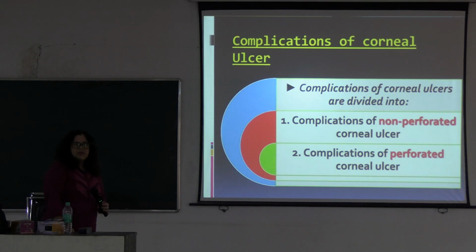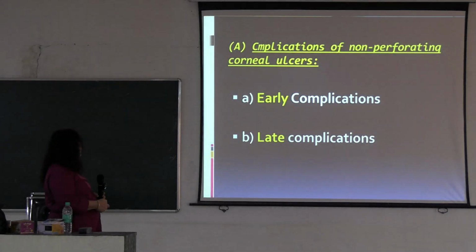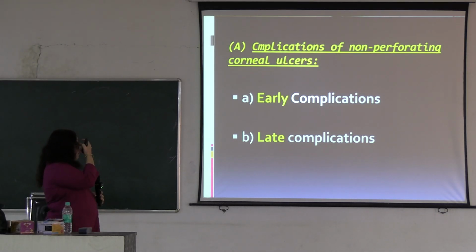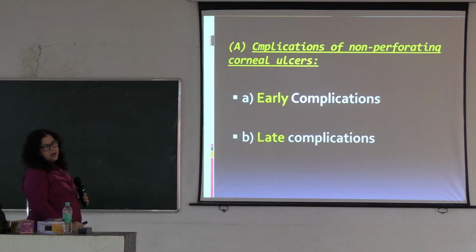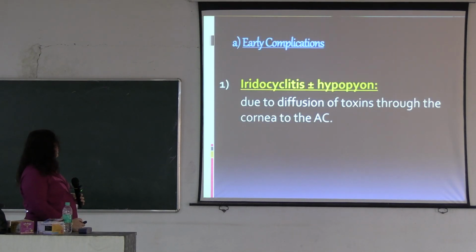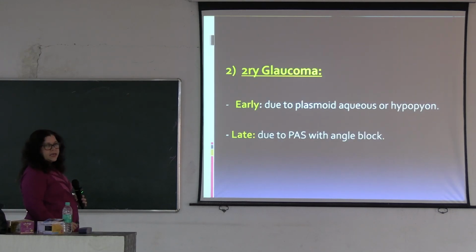So now we discuss the complications. Complications of corneal ulcer are divided into two groups. First, the complications of the non-perforated corneal ulcer, and second, the complications of the perforated corneal ulcer. Complications of the non-perforated corneal ulcer may be early complications and delayed complications. In early complications, the first one is iridocyclitis plus hypopyon. It is due to diffusion of toxins from the cornea into the anterior chamber. The second one is secondary glaucoma.